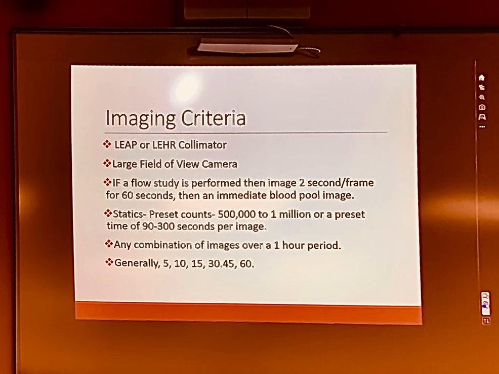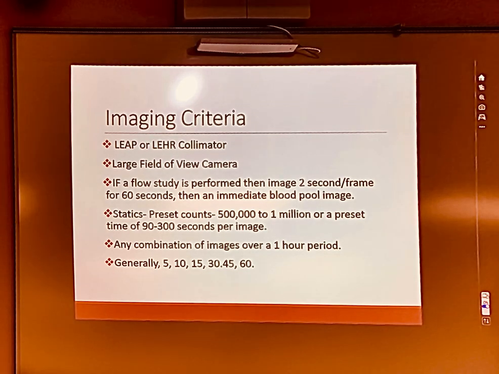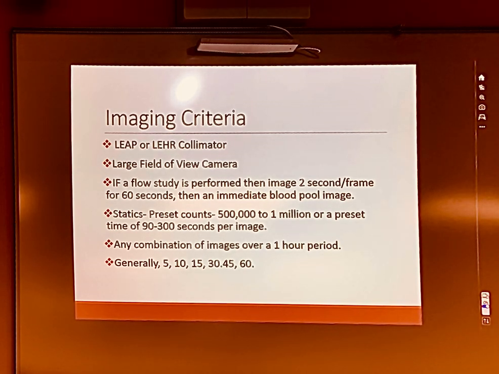So if you do a static study, you always do it for preset counts. Static HIDAs are done for counts, 500,000 to 1 million. Sweet spot is usually 500 to 750. So you're going to set up your camera at 500K to 750K, right? Or a preset time of 90 to 300 seconds per image.